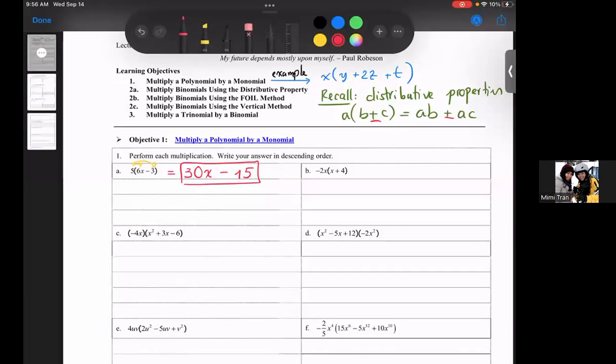Okay, what do you have? Anyone have an answer yet? Very good, very good. Negative 2x squared.